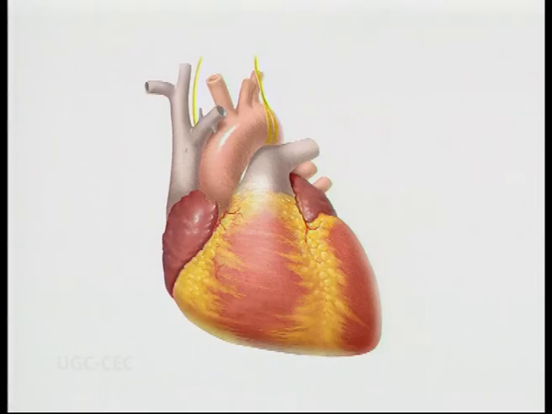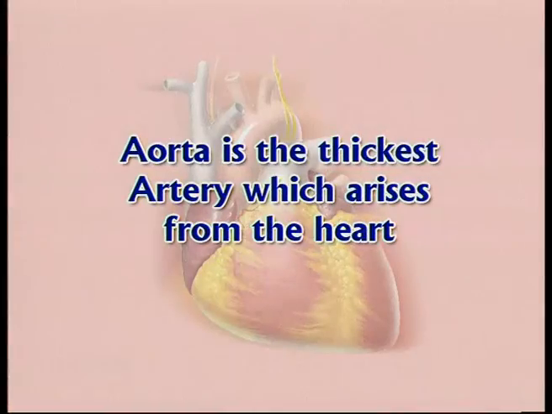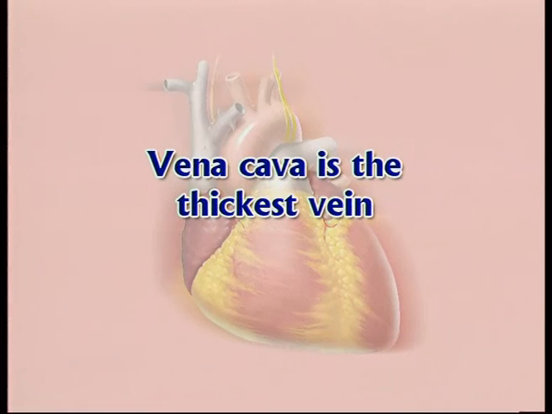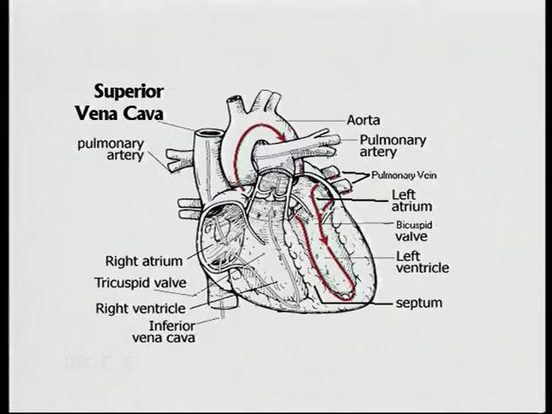In the veins, valves are found. These valves allow the flow of blood only from body organs towards the heart and prevent the backflow of blood. So this is about the histology and different layers of blood vessels. Aorta is the thickest artery which arises from the heart, and vena cava is the thickest vein which is formed by the combination of different thin veins of the body.